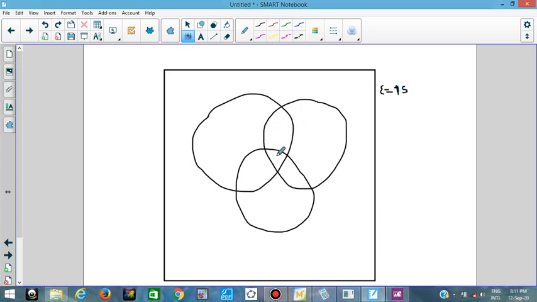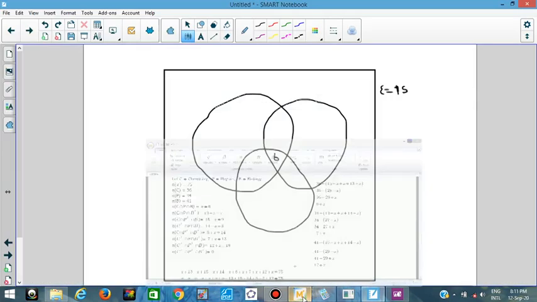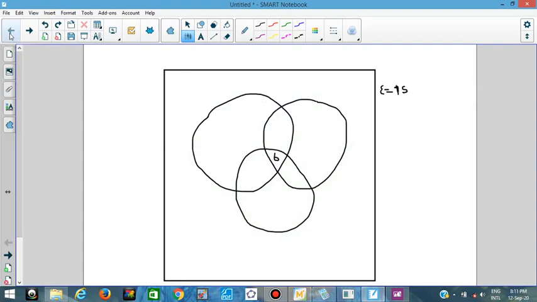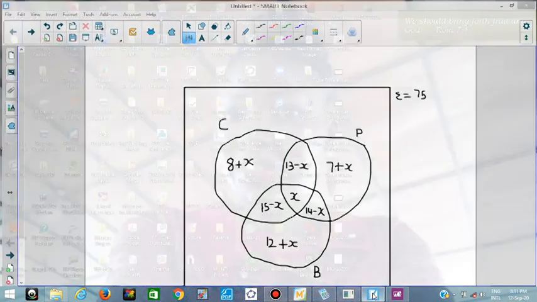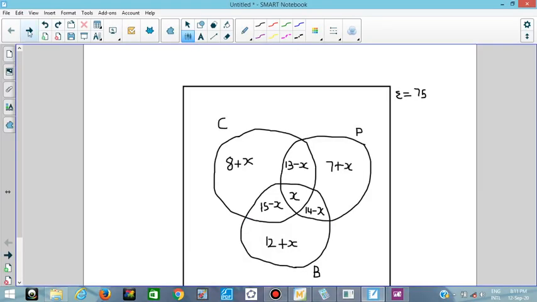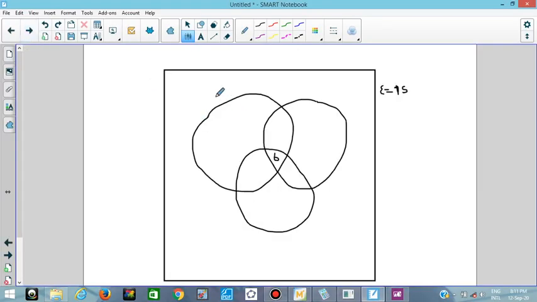Okay, so this x, we got 6 here as x. So let me check the calculation. Okay, let me check the previous page. I labeled here C, P, and B. Let me go to the next page. So this is C, this is P, and this is B.